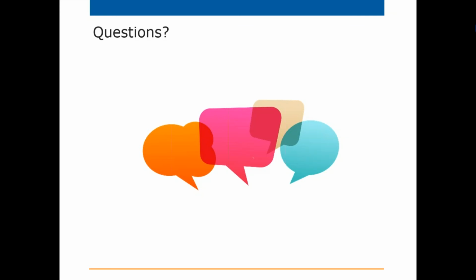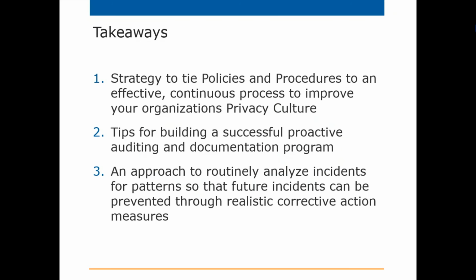I hope that during our presentation today, you were able to take away a few things. Few takeaways that I wanted everyone to have today was that there is a strategy that ties policies and procedures to an effective continuous process to improve your organization's culture. And that strategy is the privacy cycle. It's what we talked about today.